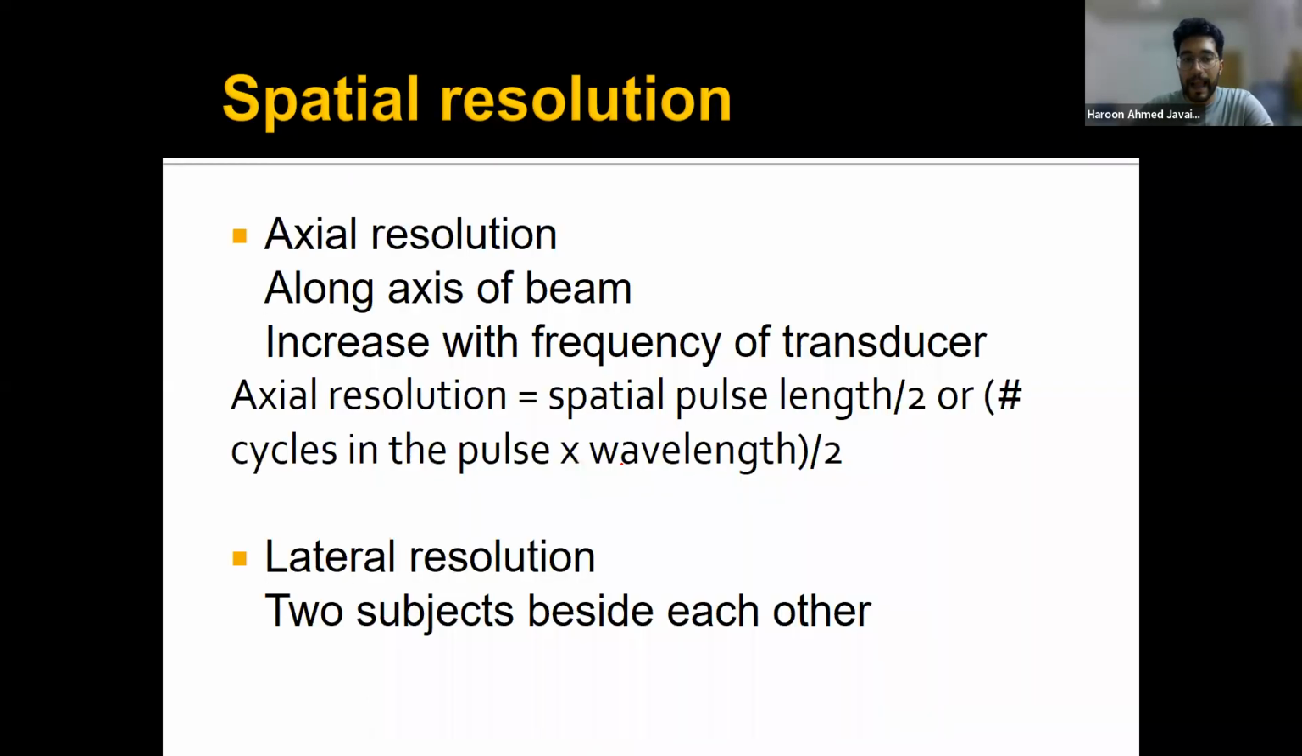Okay. So again, that's the same thing it says: along the axis of the beam, it increases with the frequency of the transducer. So how do we increase the axial spatial resolution? We increase it with increased frequency of the transducer.